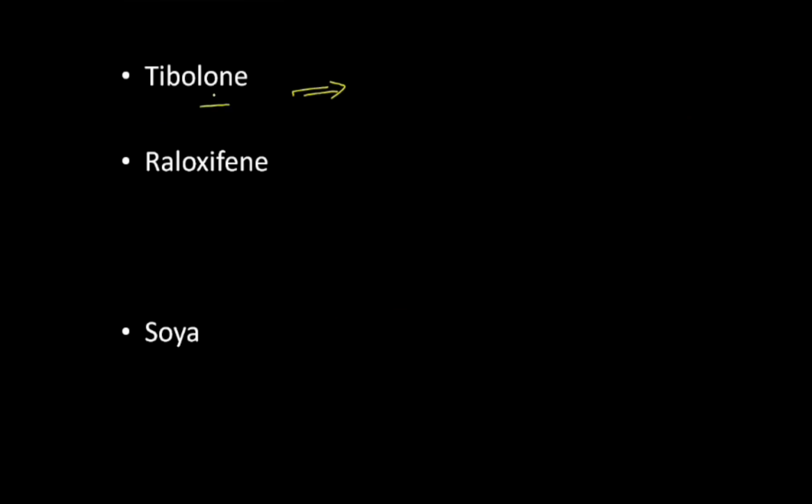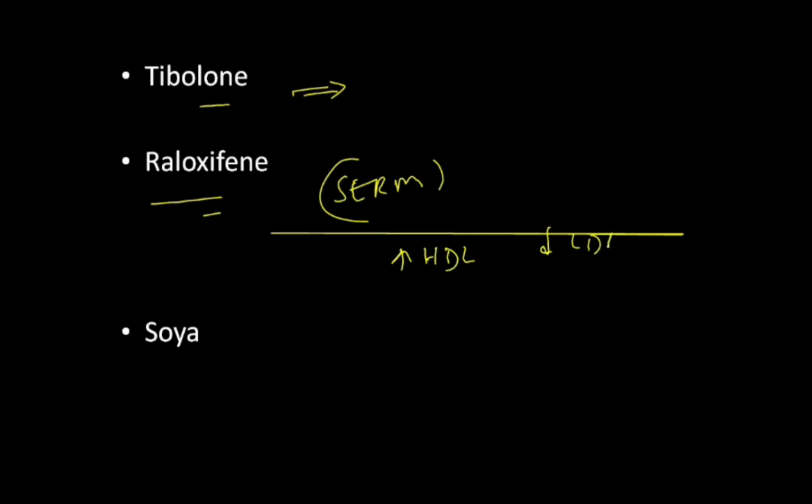Now the next drug you can give is raloxifene. What is raloxifene? It is a selective estrogen receptor modulator. What this drug does is improve the bone mass, so it is helpful in osteoporosis. Apart from that, with respect to lipid profile, it increases HDL level and also reduces LDL level. Therefore this can be given to combat lipid profile discrepancies also.